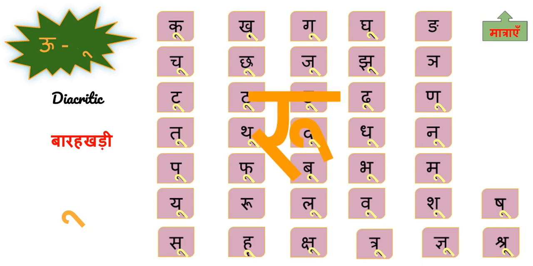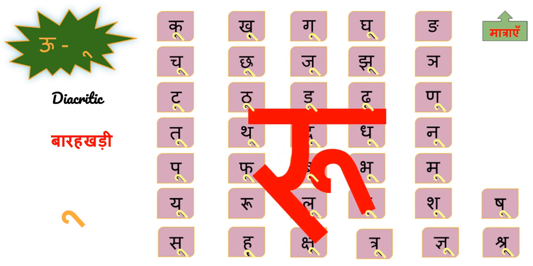And when this matra is added on ru, it looks like this. It also will come beside r and looks like this.